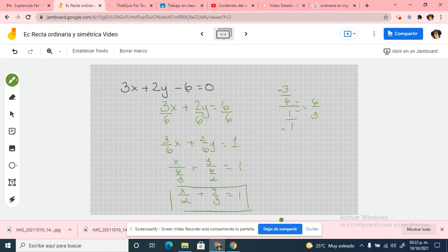What do those two mean? If we put them in a graph, this one, as you remember, is x divided by a plus y divided by b equals 1.